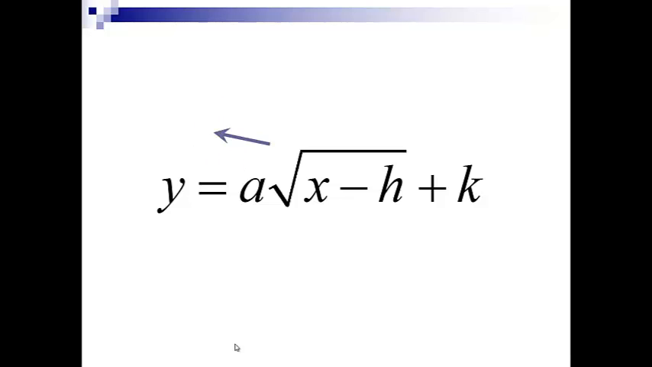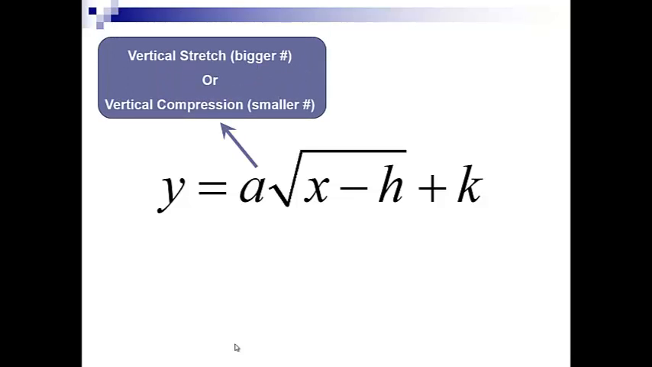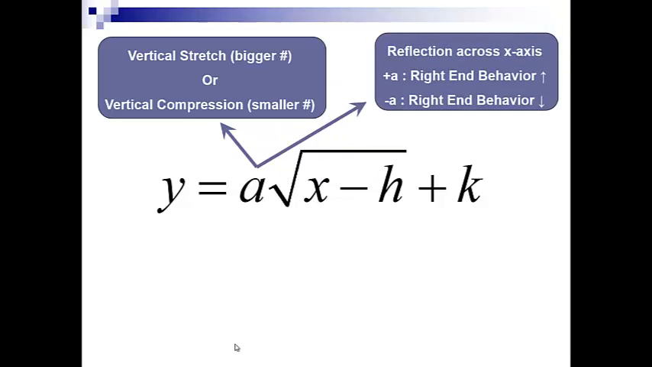In this case, this is going to be a vertical stretch if you have a bigger number A, or a vertical compression, which is going to be a smaller number A. It's very similar to absolute value and also to a parabola. This part here also gives you a reflection across the x-axis. So right-hand behavior, if A is positive, will go up into the right. If A is negative, it will go down into the right. You'll see what I mean when we do more examples of this.